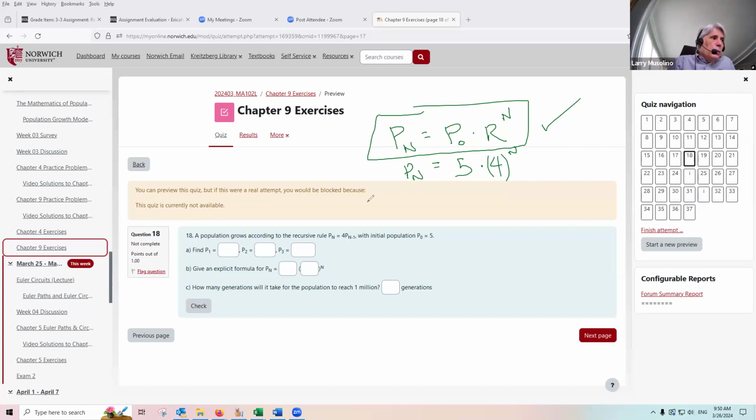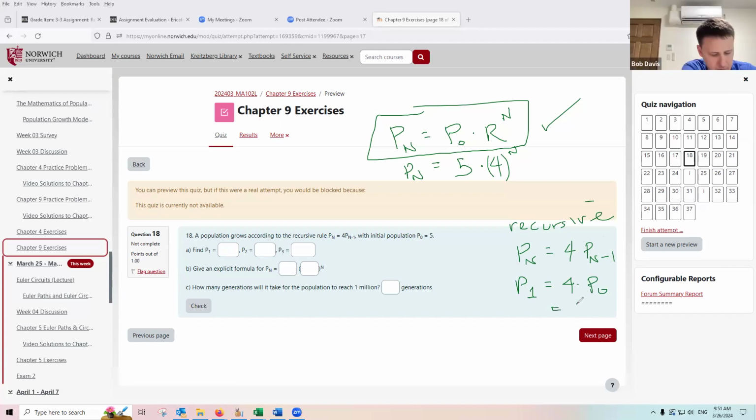If you were to fill in, let's do part A here for a second. Did you do part A yet? I see it in here, but I think I was going off your notes. So I'd be more than happy to go through part A again. Here they're giving us this recursive formula: P sub n equals 4 times P sub n minus 1. They want us to figure out P sub 1. Well, P sub 1 is 4 times P sub 0. But they gave us P sub 0 as 5. So P sub 1 is 4 times 5, it's 20.